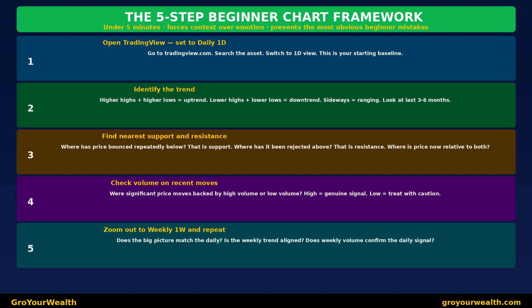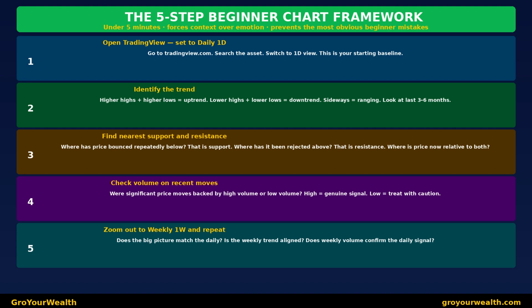Here is the simple framework a beginner can use before making any crypto decision. Step 1, open TradingView and look at the daily chart for the asset. Step 2, identify the trend. Is the price generally moving up, down, or sideways over the last 3 to 6 months? Step 3, identify the nearest support level below the current price and the nearest resistance level above it. Where does the current price sit relative to these?